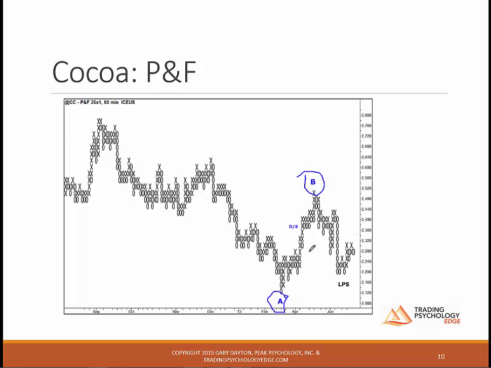We can certainly see the markup here. You can see that this is larger than the prior up move. That has to tell you that demand is coming into the market. Okay.